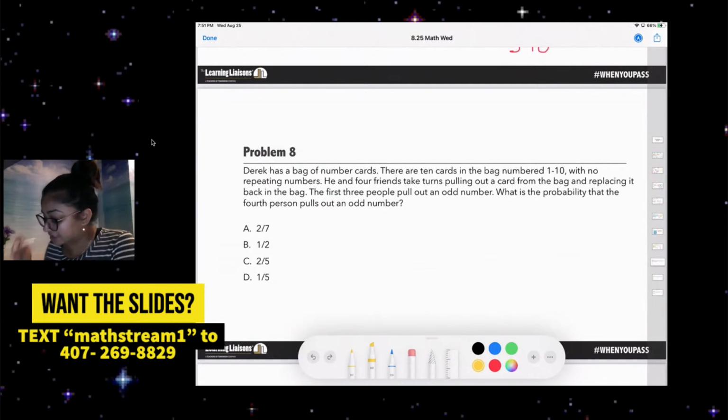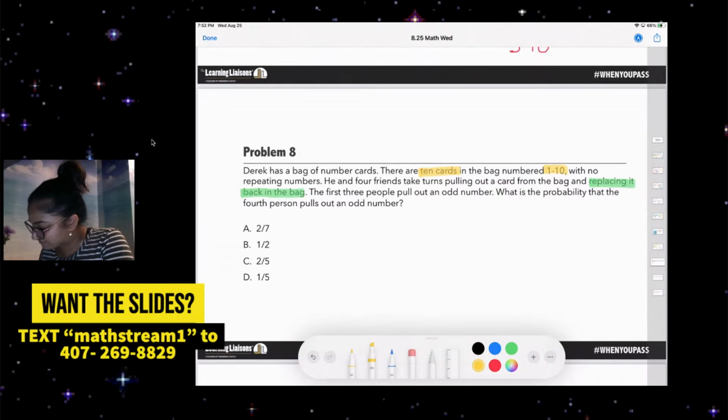So we read the word problem and we read it strong. And it says, Derek has a bag of number cards. Okay, it's information. There are 10 cards in the bag numbered 1 to 10 with no repeating numbers. He and 4 friends take turns pulling a card out from the bag and replacing it in the bag. Okay, that sounds pretty important. So they're taking out cards, but they're putting it back.